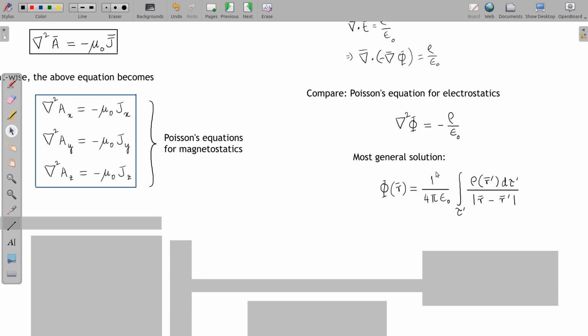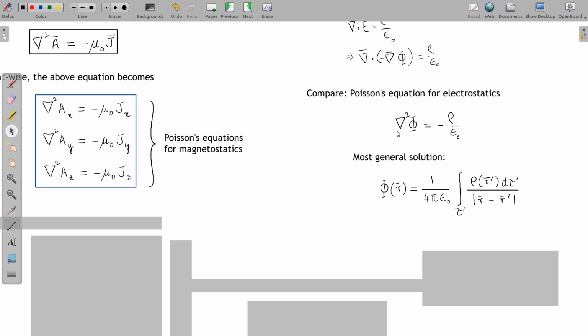So it is Kq by R. K is 1 by 4 pi epsilon naught, and for q, of course, we have to integrate over the entire distribution. Q is rho times d tau. In the most general case, the charge is distributed over a volume, and r is the separation distance. So here we have it.